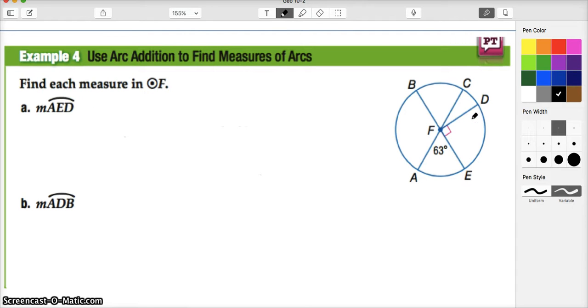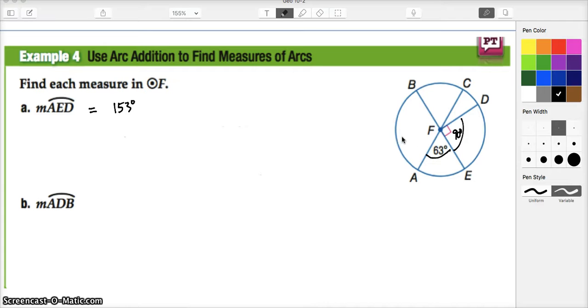Angle AED is here. I said angle, I'm sorry, I mean the measure of arc AED. Since these two arcs are adjacent, and we know that this is 90 degrees here, we're going to add 90 and 63 and get the total arc measure. So 90 plus 63 is going to give us 153. So the arc measure of AED is 153 degrees.